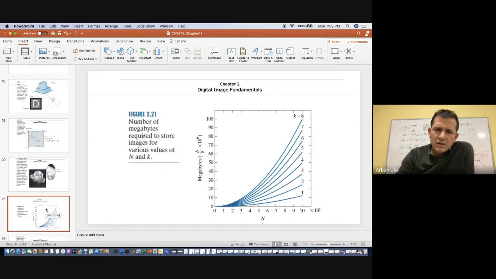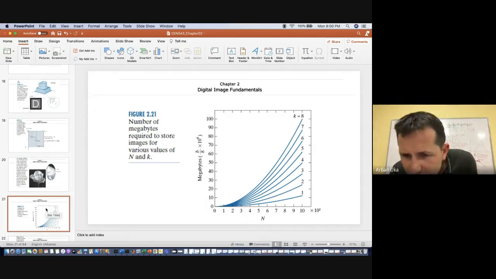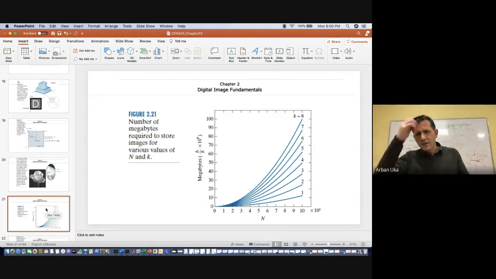Now, this is something regarding the size of an image as a function of n and k. Here n goes from 1 to 10 to the power 3. This immediately means that n corresponds to the number of pixels in an image. Then we also have the value of b, which is the number of bits.